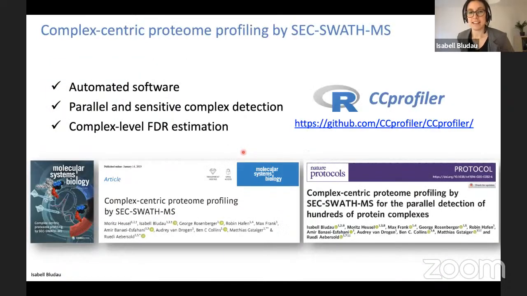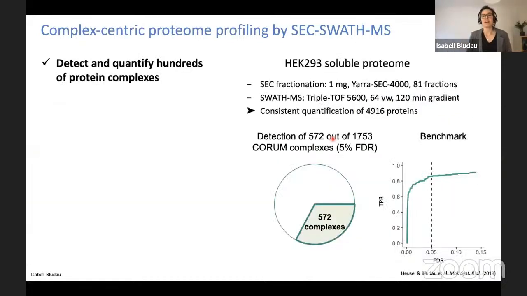Okay, so as I said, we have implemented our analysis strategy in the CC Profiler R package, and we have recently also published a very detailed step-by-step protocol that walks you through the entire wet lab as well as the computational analysis workflow that needs to be performed to get hopefully some nice results for your data. And now I would like to show you some of the insights that you can actually get by applying the complex-centric workflow to your data. And there's a question.